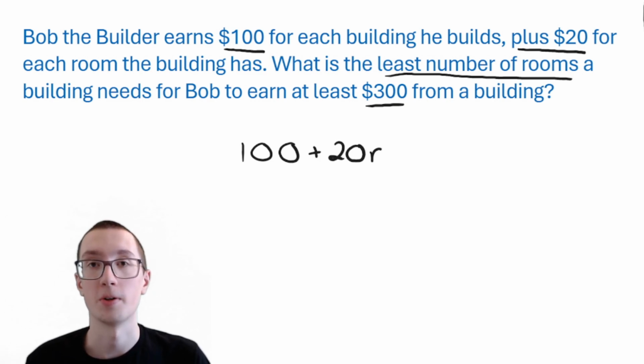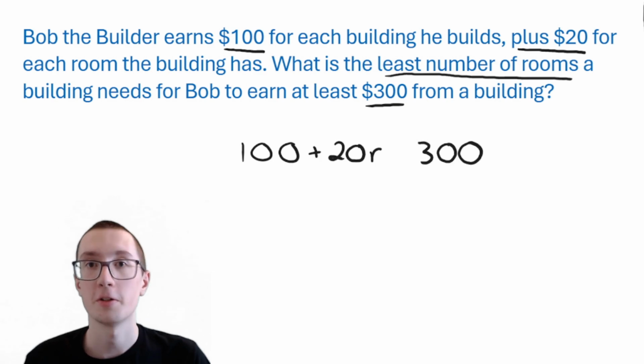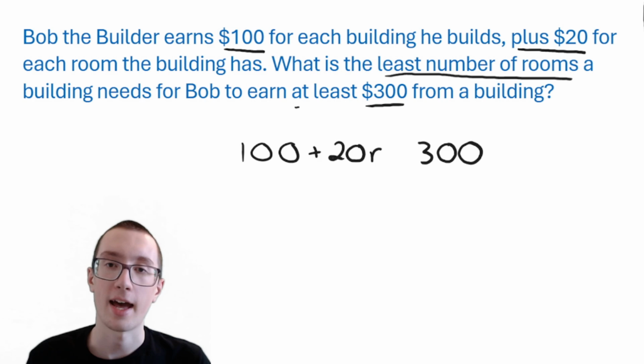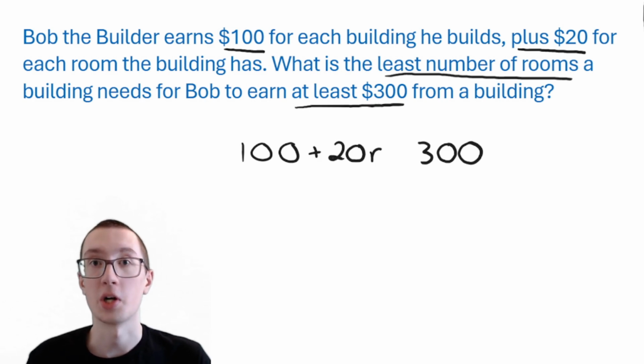Then on the other side, we need to put his goal. How much money does he want to get from this building? In this case, it's $300. We need to figure out what sign to put here. In this case, I'm seeing at least $300. What sign do you think we would put for at least?